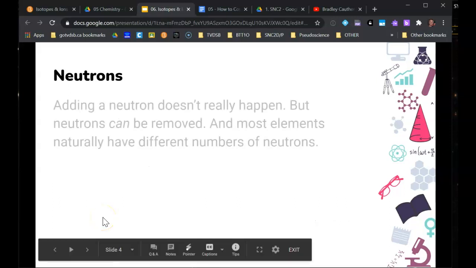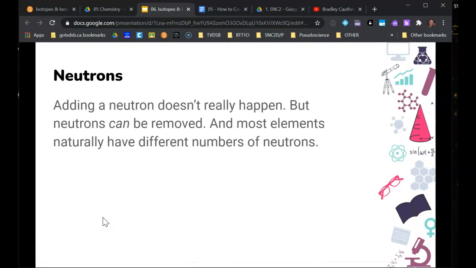Well, what about neutrons? Adding and removing neutrons can happen. Adding them doesn't really happen for the most part, but we can technically do that. Neutrons can't very easily be removed either, but it does happen. But what's important to understand is that most elements actually have or can have different numbers of neutrons. So while we may not necessarily be able to easily add or remove neutrons from an atom, they naturally will have different numbers of neutrons.